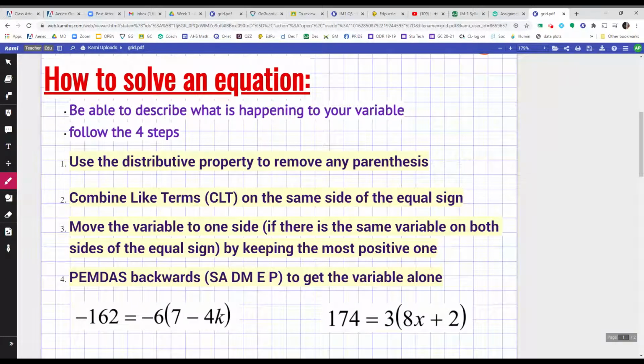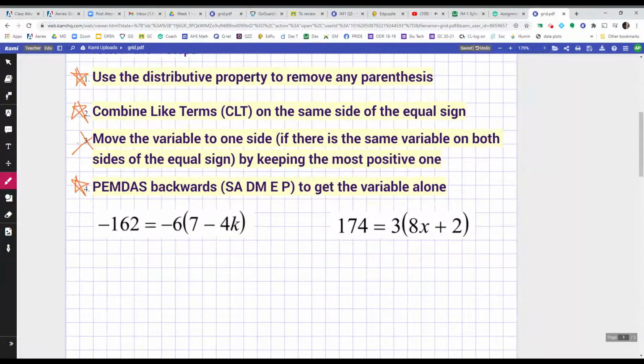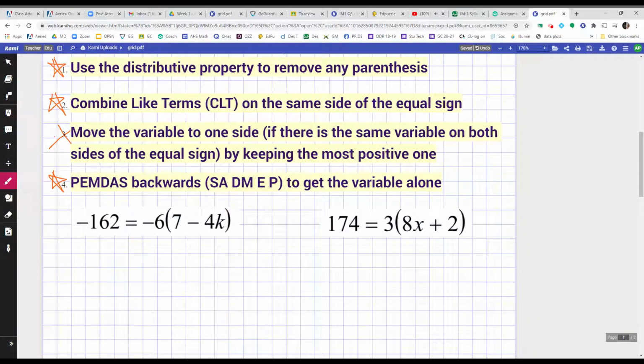Today, or for Friday, you're going to be going over this step, combine like terms, and PEMDAS backwards. You're not going to be doing step 3 in yet. It'll be in about 6 weeks. So let's take a look at how this works. I'm going to zoom out a little bit, leave your steps up there. Use the distributive property to remove any parentheses. I have parentheses right here.